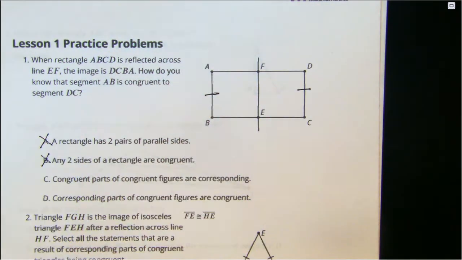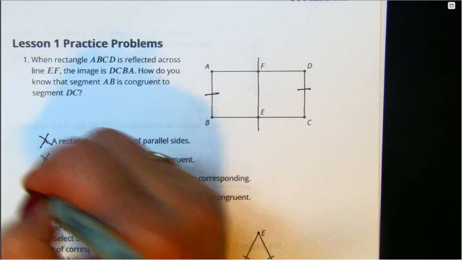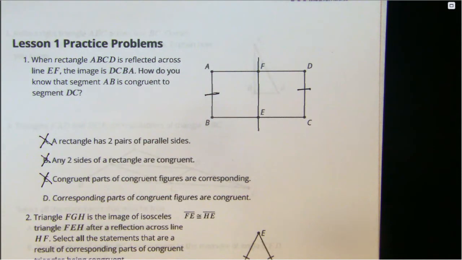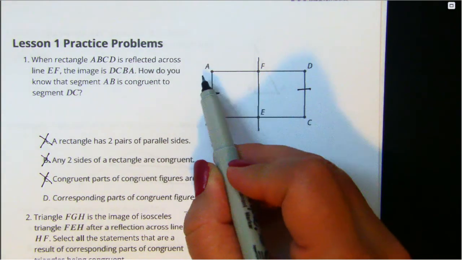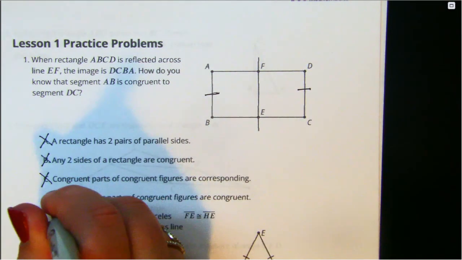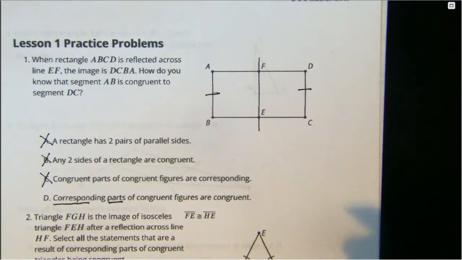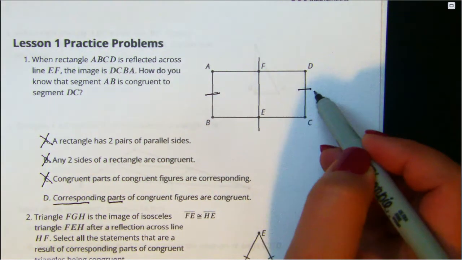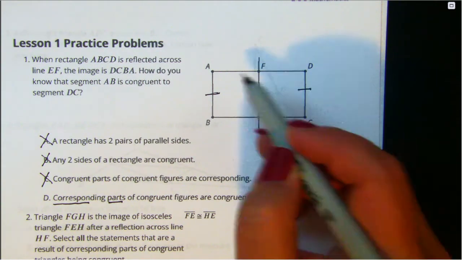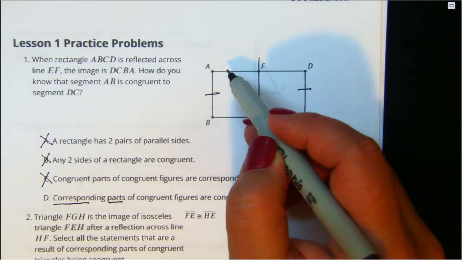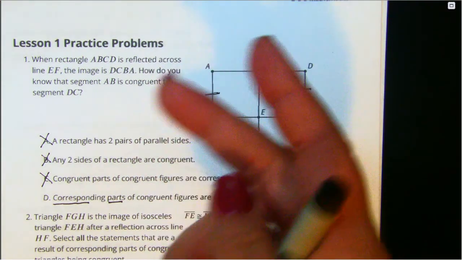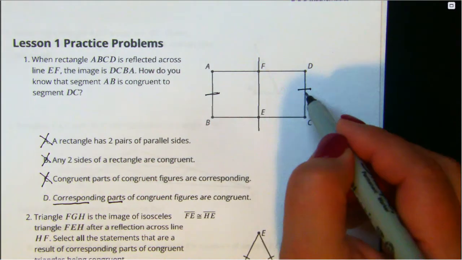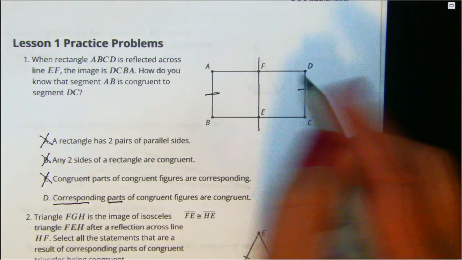Congruent parts of congruent figures are corresponding? No. Corresponding parts of congruent figures are congruent, because the reflection across EF produces a congruent shape. We know that corresponding parts line up with each other. So AB is the same as DC when it's reflected. And because those two rectangles are congruent, and those two sides are corresponding, then those have to be congruent.